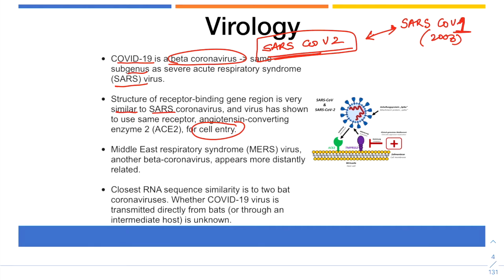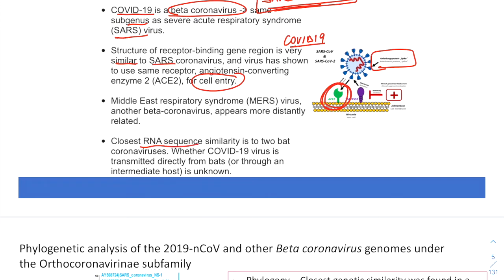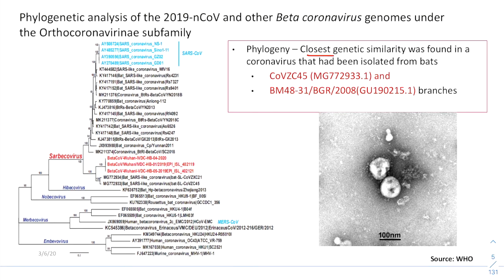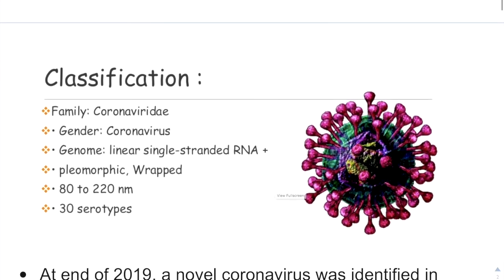Okay, the SARS coronavirus 2, that is the SARS-CoV-2 that causes COVID-19, it enters through the same cell receptor as the first SARS virus, that is the angiotensin converting enzyme 2 receptor. Also, the closest RNA sequence resembled the two bat coronaviruses. Because of its closest genetic similarity found to the coronaviruses from bats, therefore its natural reservoir is thought to be bat.